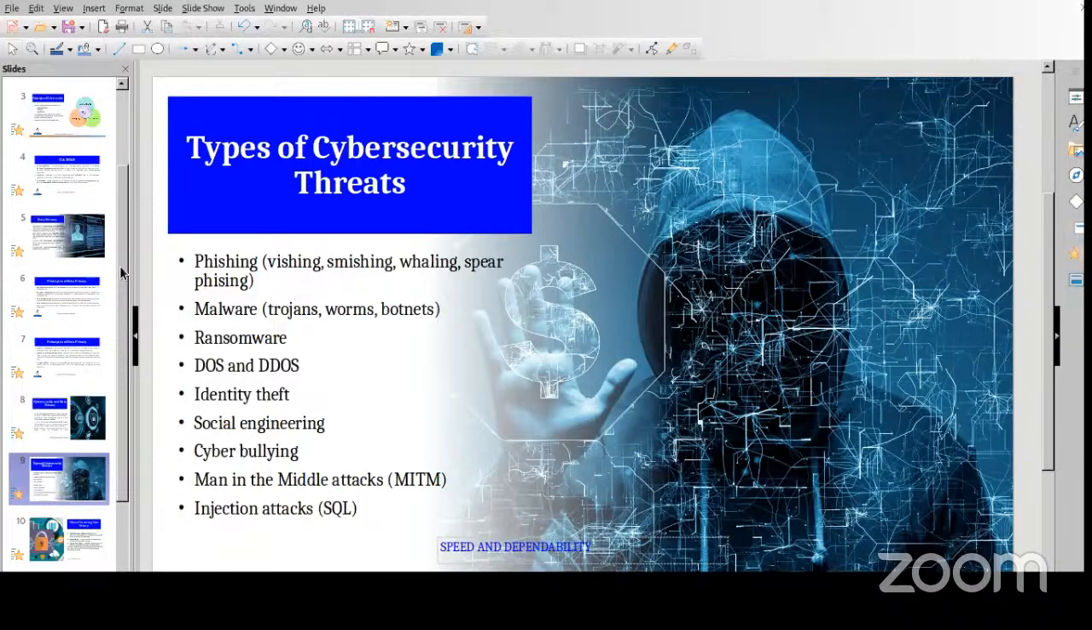Man in the middle attack. With a man in the middle, or MITM, what I'm doing is, think of it as someone standing in between you and someone you're sending a text to.